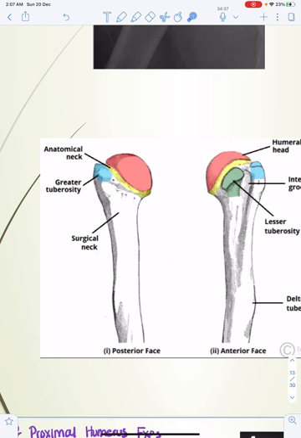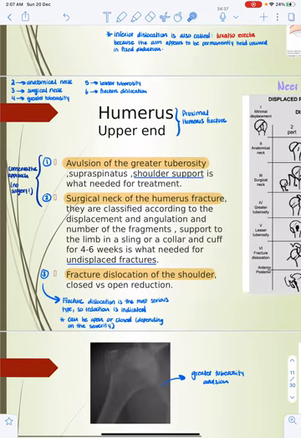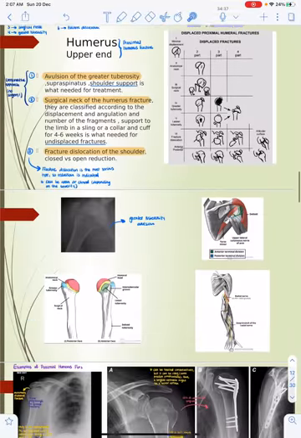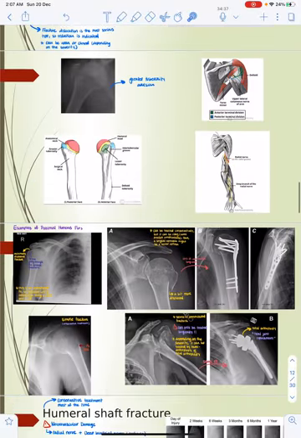We're done with the neck. What comes after? The tuberosities. I start with the greater tuberosity and then the lesser tuberosity. So here we have two, here three, greater tuberosity is four, lesser tuberosity is five. So we're done with two necks and two tuberosities: two, three, four, five. The last one is the fracture dislocation. They're all fractures, right? The last one will be the worst one, since it's a fracture and a dislocation at the same time. I think we covered everything here.